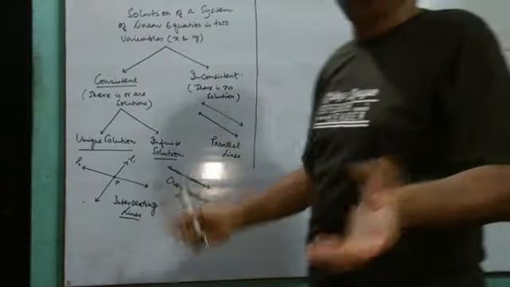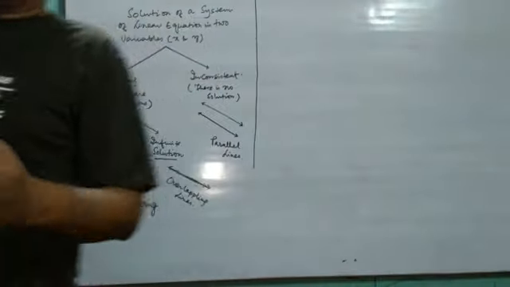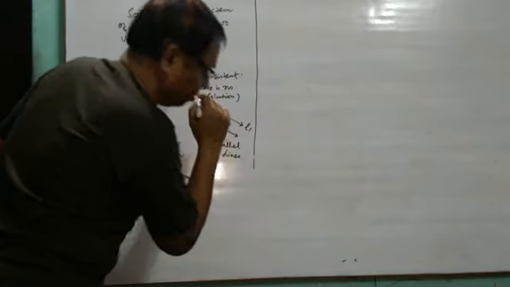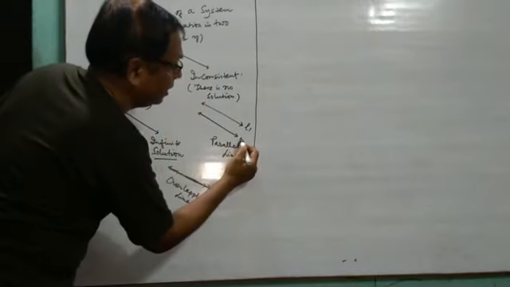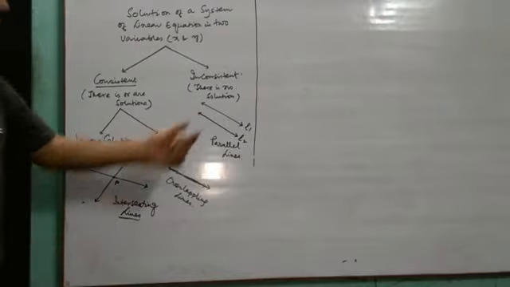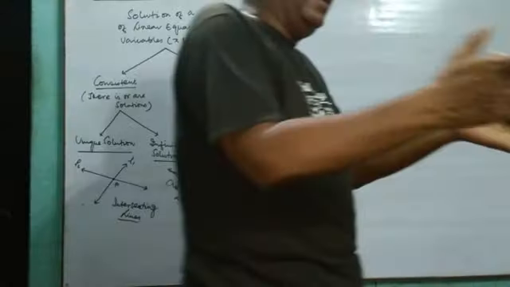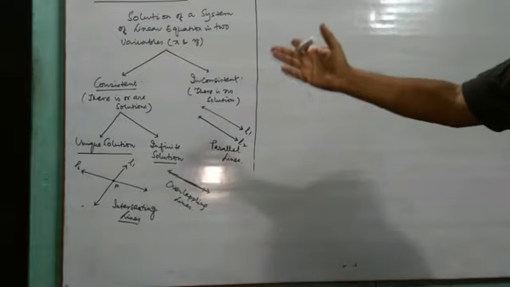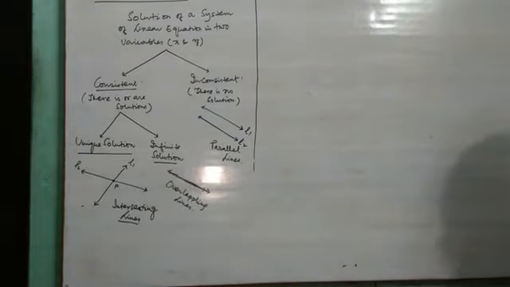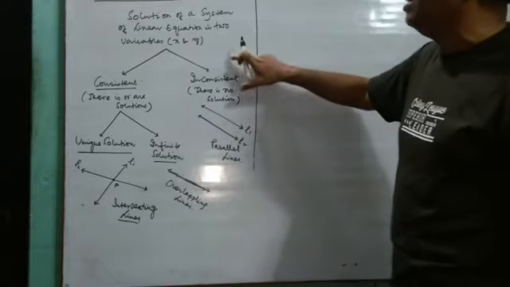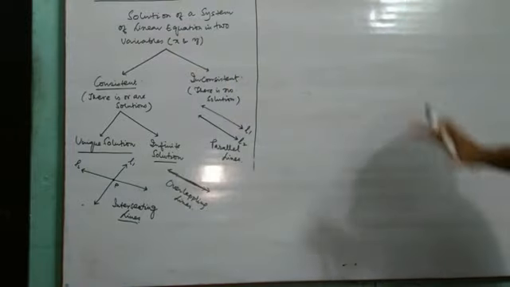Inconsistent means there is no solution, there is no common point. You plotted the first line, let that first line be L1. You plotted the second line, let it be L2. And you will find that both lines are parallel to each other. That means how many common points are there? None at all, because the lines are parallel. There is no common point. So this case is known as no solution, or an inconsistent system of equations.